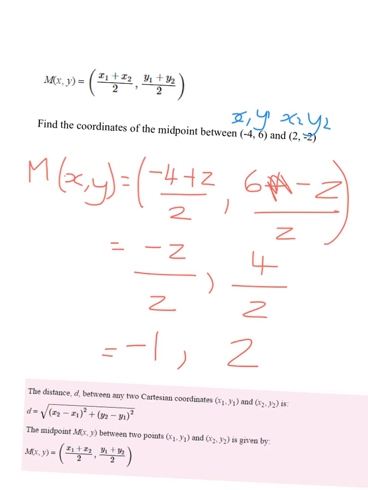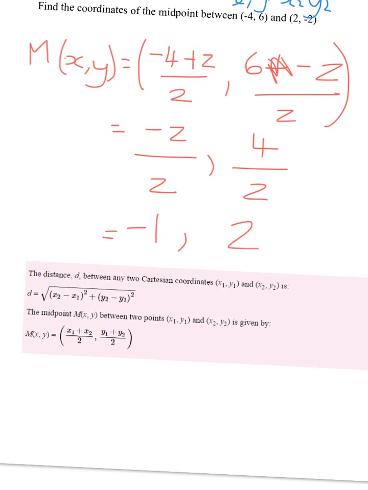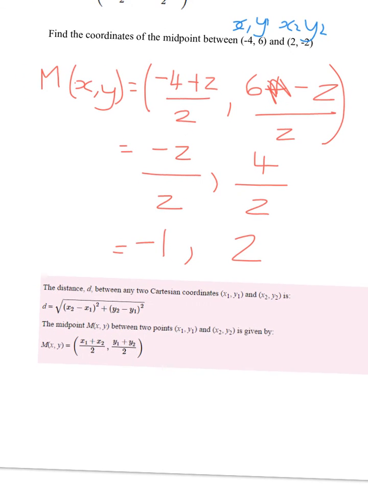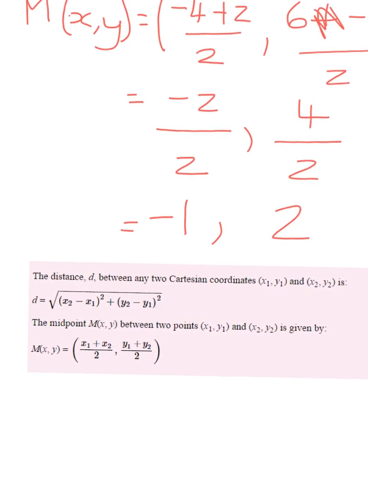Pretty cool, hey? Okay, so just to close off, I don't know why it's skew. So the distance d between any two coordinate points, so you can see it better, x1, y1, x2, y2 is this. And your midpoint is that. You're going to need to make sure that you know those and you can work with them.